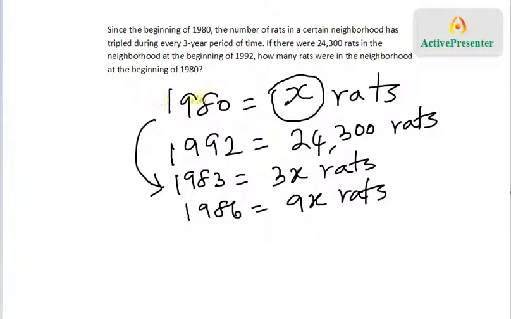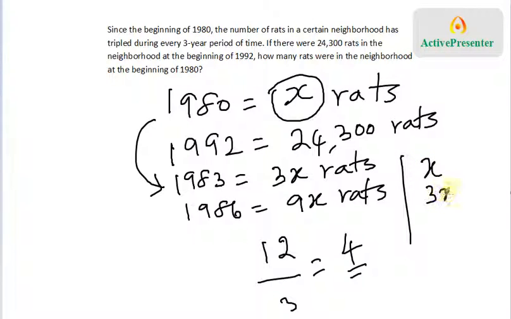Now if you see the difference between 1980 and 1992, there are 12 years, right? In the 12 years, if it is tripling every 3 years, it means the tripling happened 4 times. So what happened is there was X, then it became 3X, then it becomes 9X, then it becomes 27X. That's what happened.